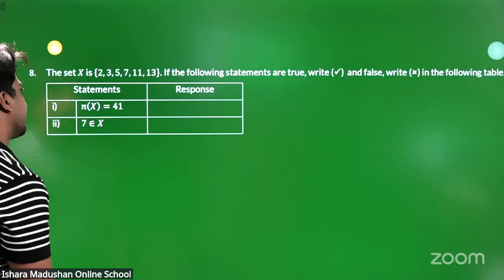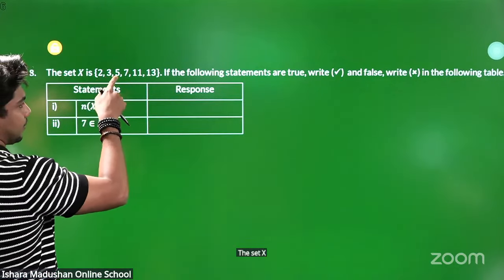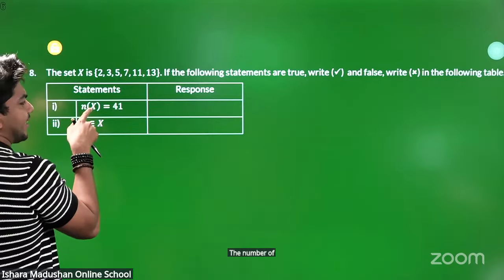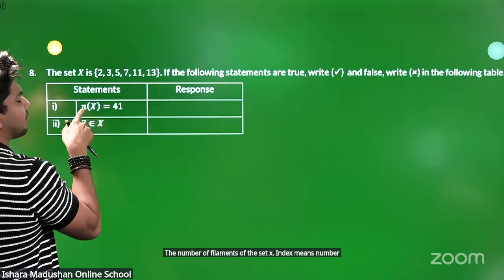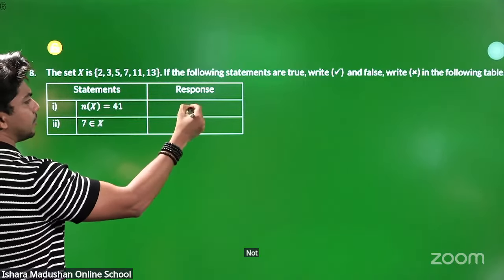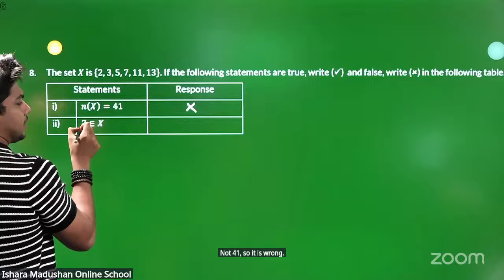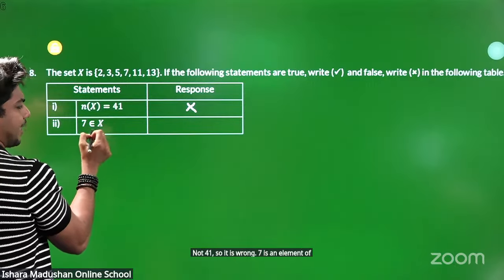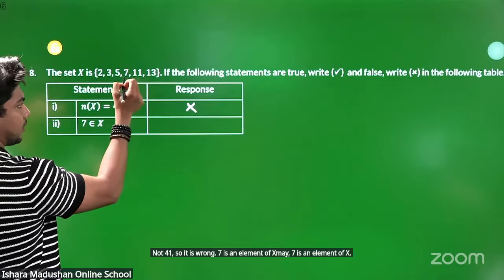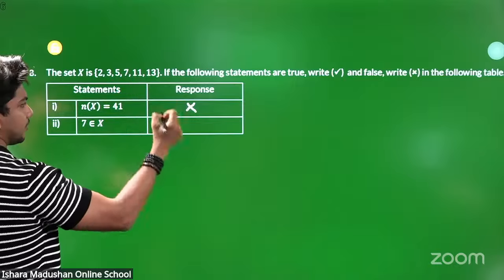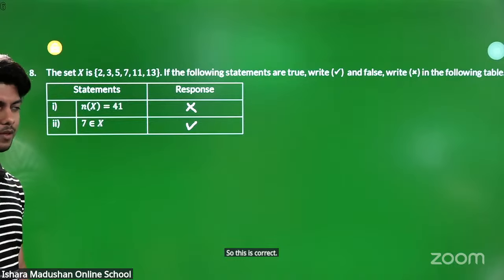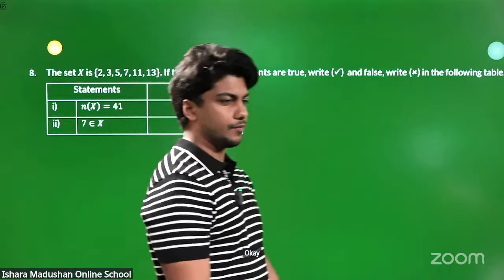Look, son. The set x is 2, 3, 5, 7, 11, 13. What is nx? Number of elements of the set x. nx means number of elements of the set x. How many elements? 1, 2, 3, 4, 5, 6. Not 4. So it is wrong. 7 is an element of x. This symbol ∈ means an element. 7 is an element of x. The number 7 is an element of the set x. Yes, son, these are called elements. These are the elements of x. So this is correct. Right? Okay. Shall we go for the next question?